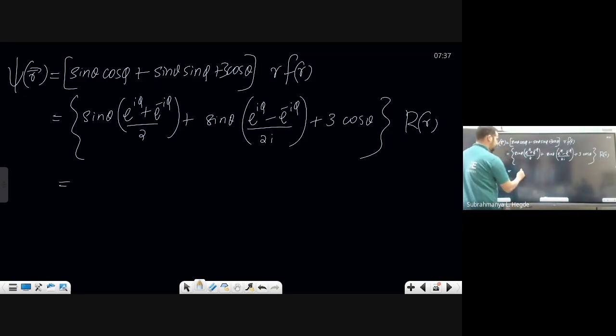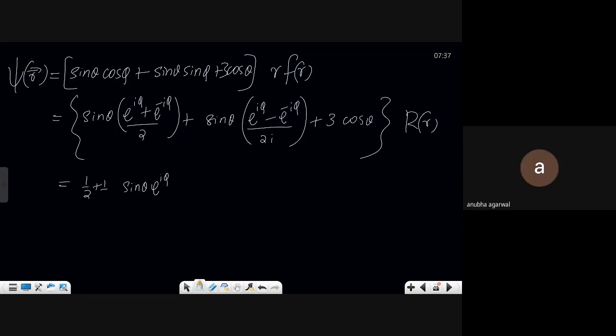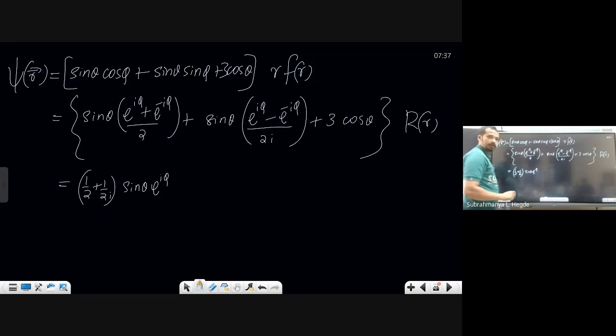So now what I have to do is take sine theta outside, and e^{iφ} outside. Sine theta is also common. What is the coefficient? 1/2 plus 1/(2i), if I'm not wrong. Correct me. And for the other term, 1/2 minus 1/(2i).